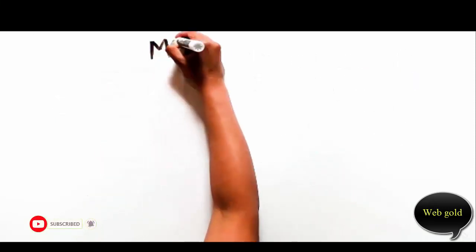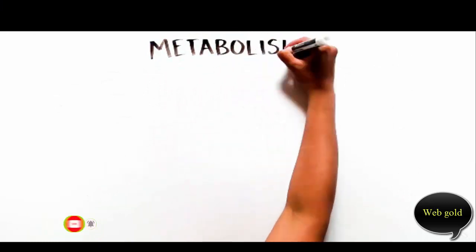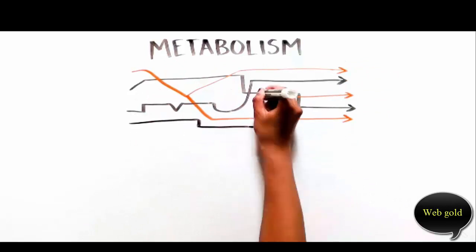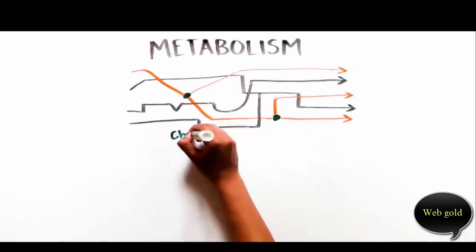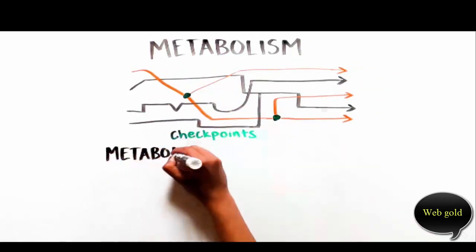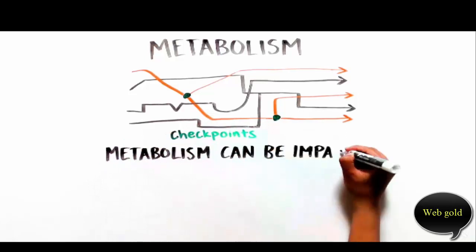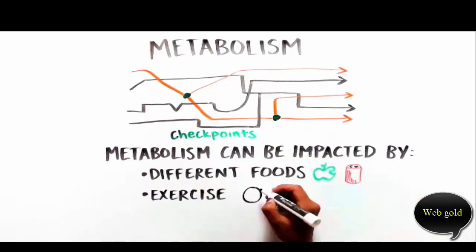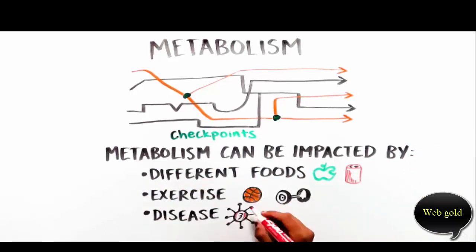Your metabolism involves multiple steps, many enzymes, and overlapping paths. There are also many checkpoints that ensure everything is working properly. Metabolism can be impacted in many ways, for example, eating different foods, exercising, or disease. Let's walk through some of these details together.